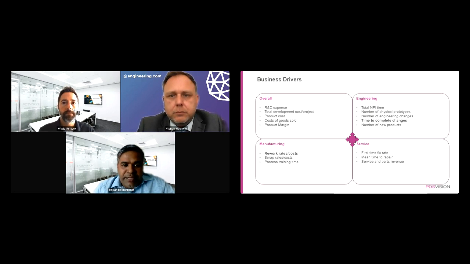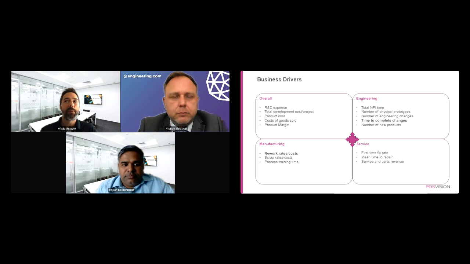Wade, anything else you want to add here in terms of the drivers? No, I think you covered it. Like you said, the key is, what are those very high level goals, like increasing market share. Maybe we think that in order to do that, reducing time to market will be one of the things that will help us to drive that increase in market share.